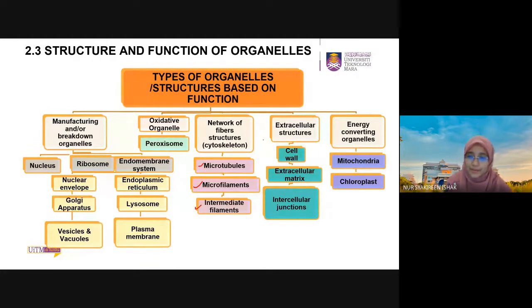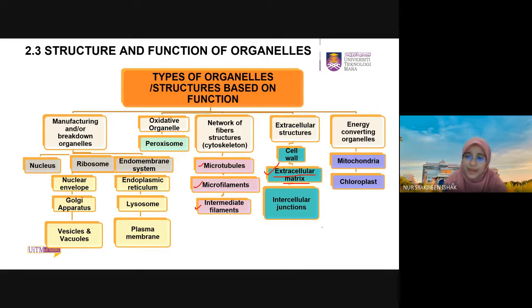And then you have the extracellular structure that is outside of the plasma membrane. So for plants, they have cell wall. And then for animal cell, because they don't have any cell wall, kena ada juga structure to support the plasma membrane. So instead of cell wall, animal cells have extracellular matrix. One of the functions of extracellular matrix is to support the structure of the plasma membrane.